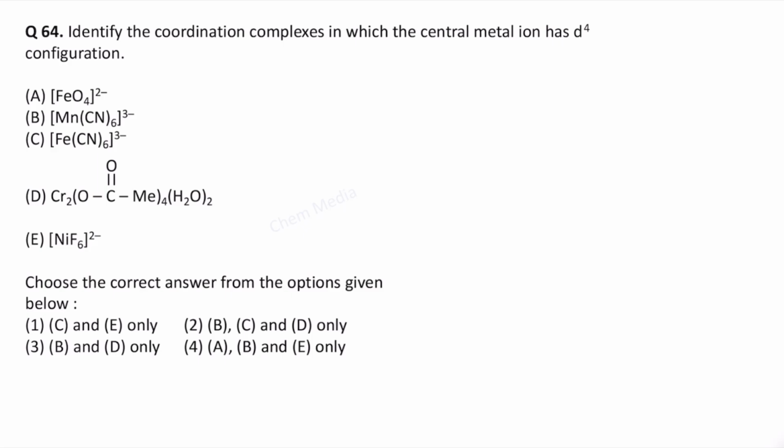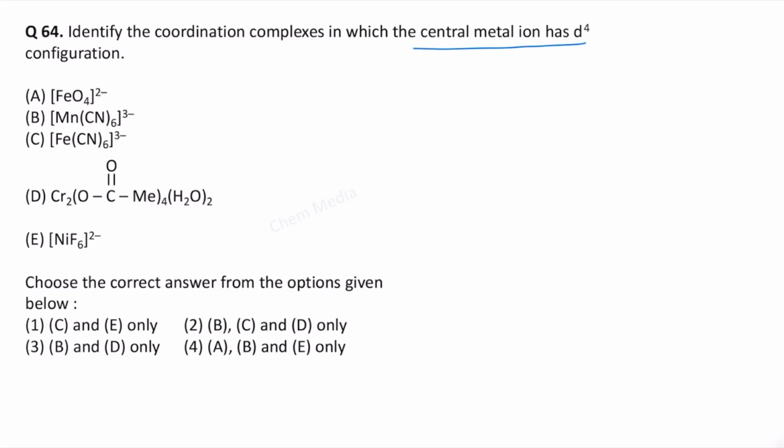Hello everyone, here is a question based on electronic configuration. Identify the coordination complexes in which the central metal ion has d4 configuration. We first need to figure out the oxidation state of the central metal ion in each case, and then we need to write down the electronic configuration.